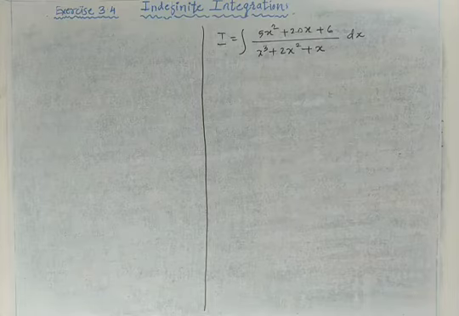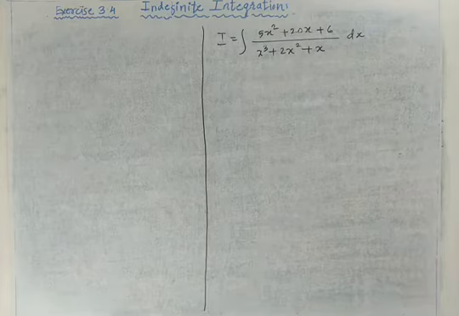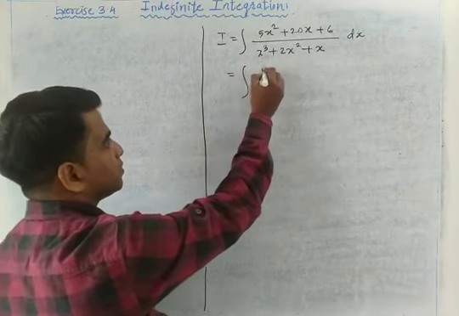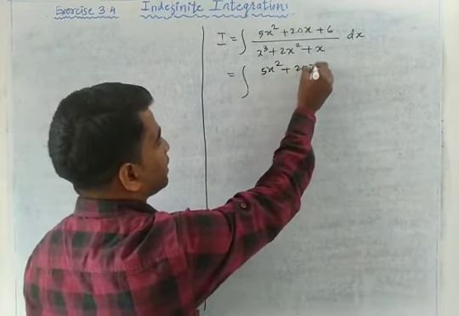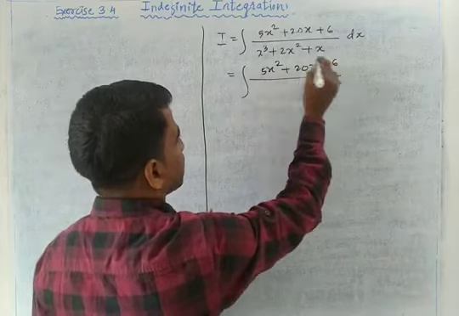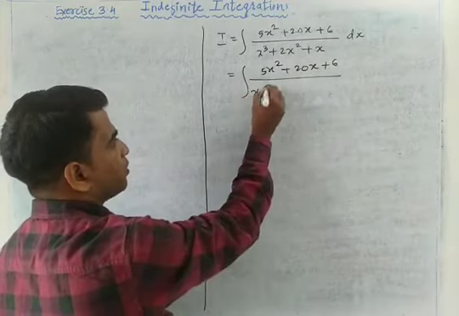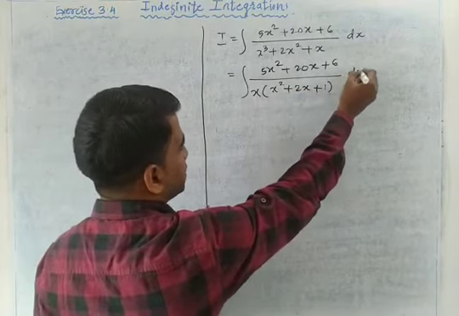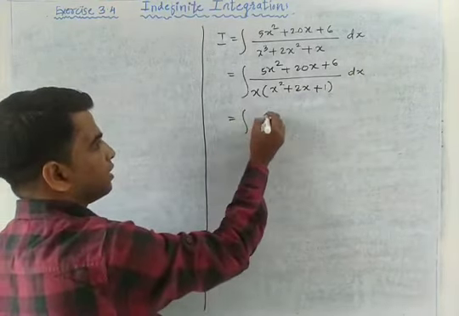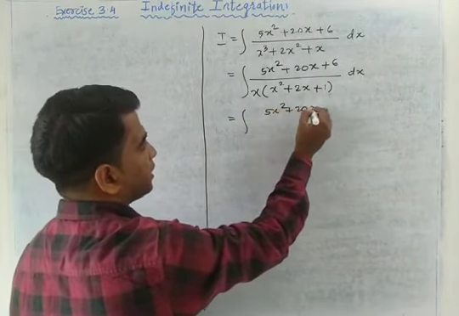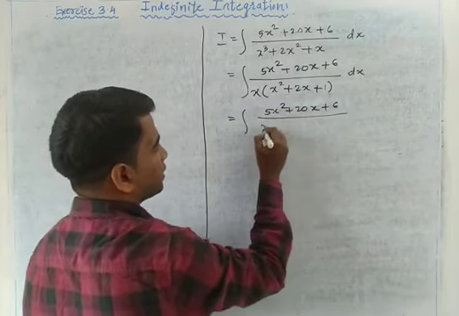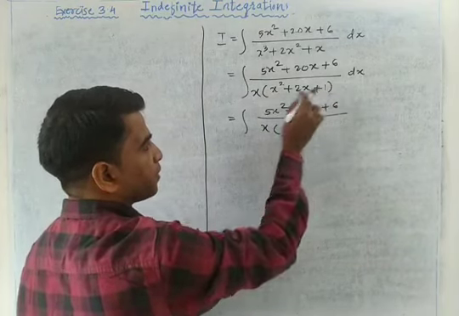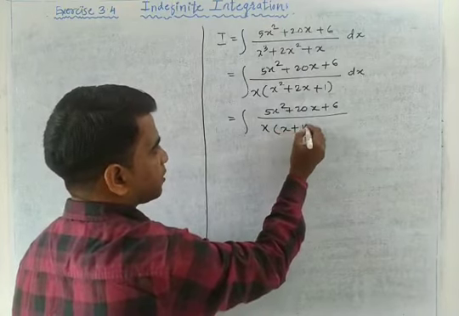Now in that proper rational function, we are going to check the factors of the denominator. So see what the factors are. 5x square plus 20x plus 6 upon, and in the factors x is common to all three terms, that is x square plus 2x plus 1 dx, and 5x square plus 20x plus 6 upon x into, now what is this, a square plus 2ab plus b square, that is the formula of x plus 1 bracket square.